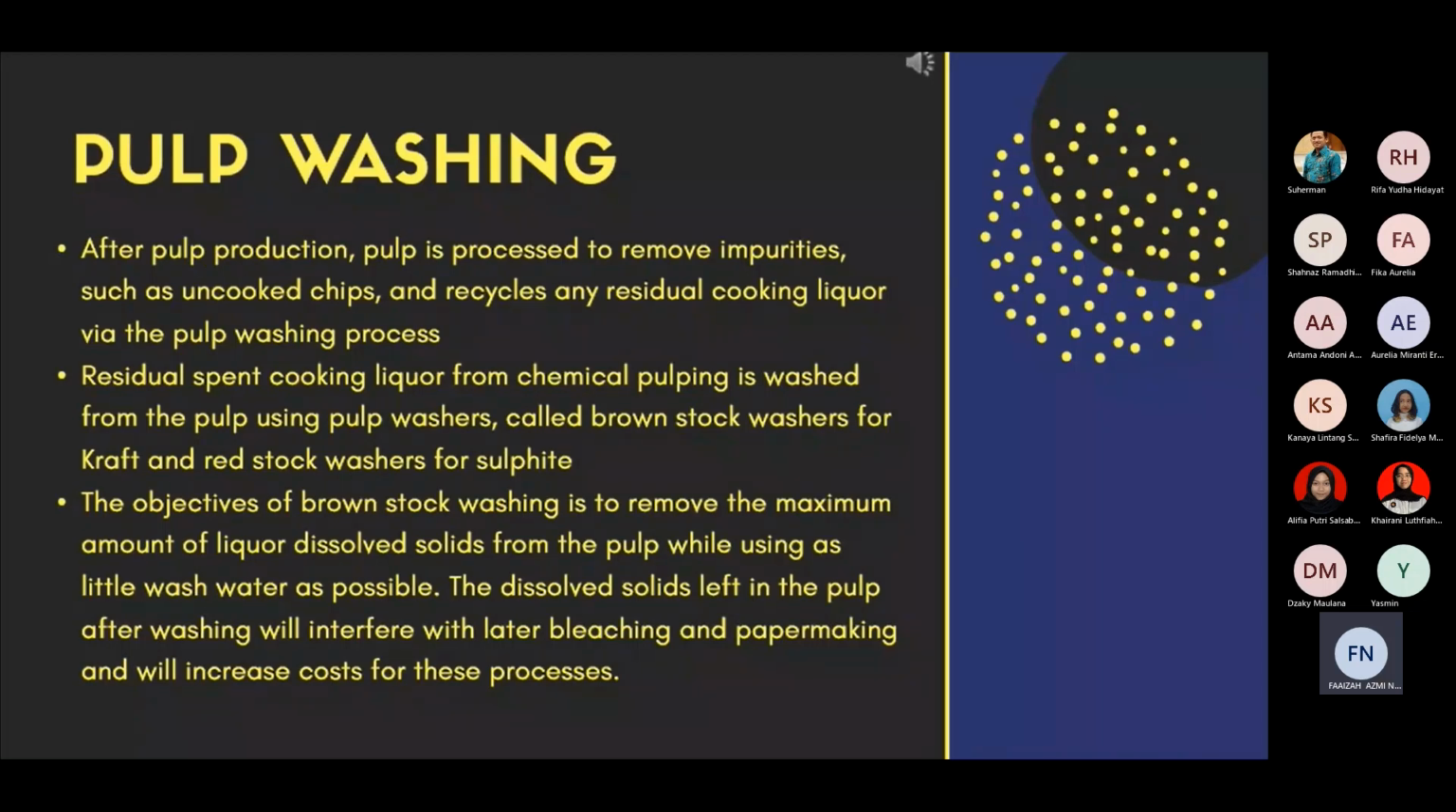The objective of brown stock washing is to remove the maximum amount of liquor dissolved solids from the pulp while using as little wash water as possible. The dissolved solids left in the pulp after washing will interfere with later bleaching and papermaking and will increase costs for this process.